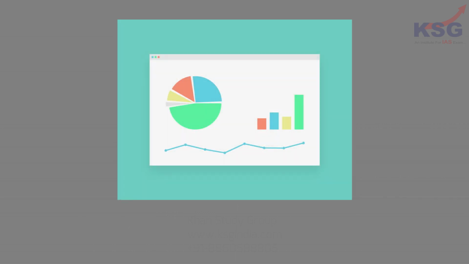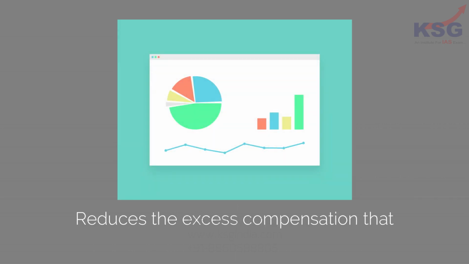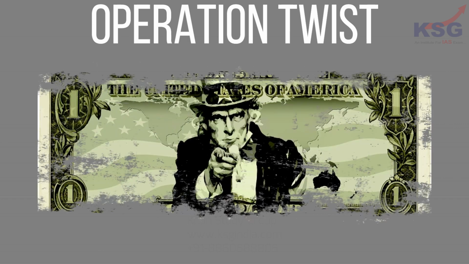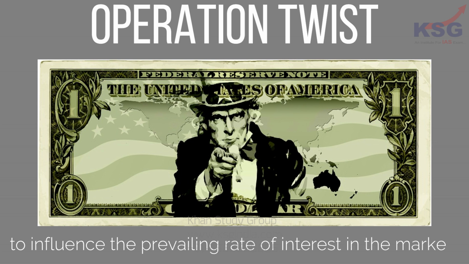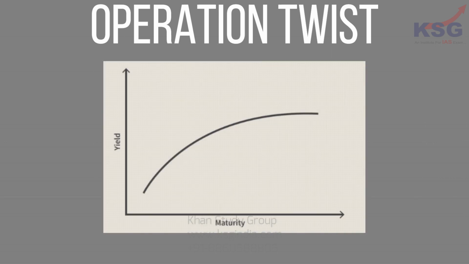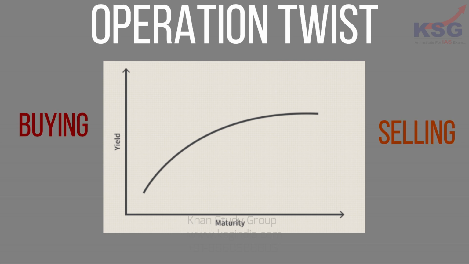A flatter yield curve reduces the excess compensation that bondholders earn from the added risk of holding bonds for a longer tenure. Operation Twist is the name given to a monetary policy tool that the US Federal Reserve had initiated to influence the prevailing rate of interest in the markets. The tool essentially aims at changing the shape of the yield curve, hence the name Twist, through simultaneous buying and selling of long and short-term government bonds.